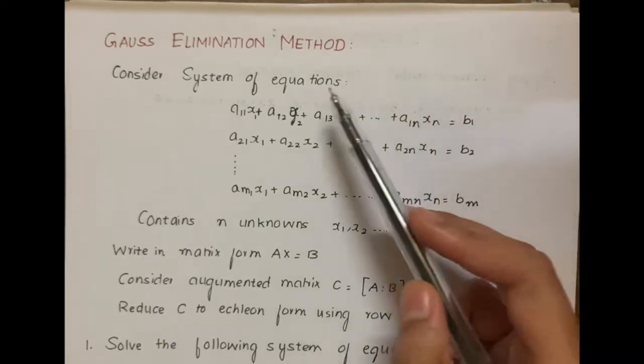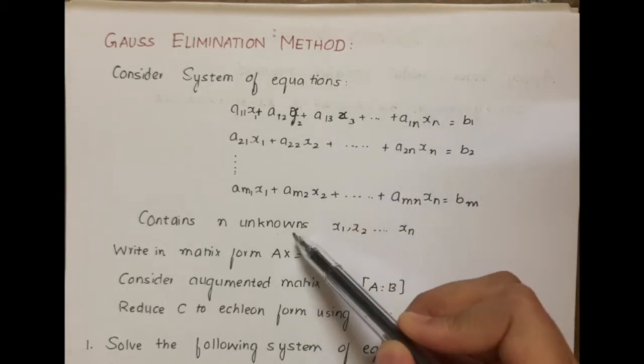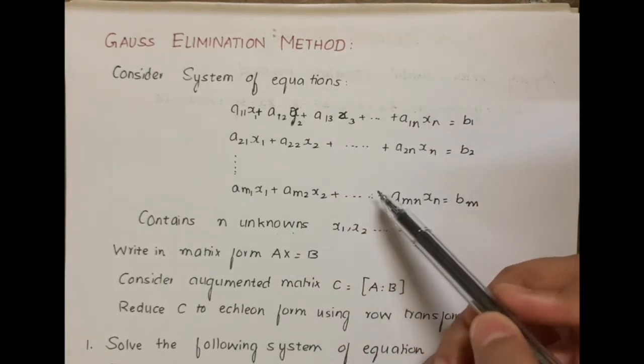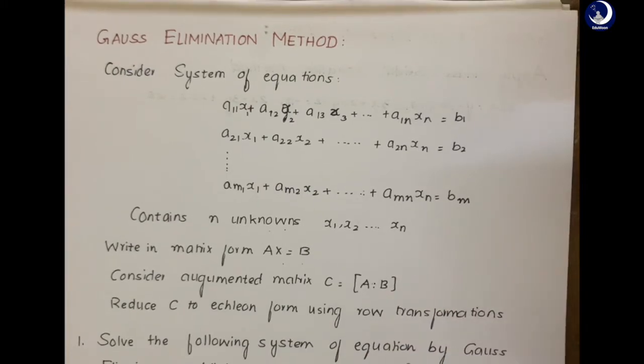Let's look into this. Consider a system of equations which contains n unknowns and m number of equations. We'll be writing it in the matrix form Ax equal to B. Now, let's consider the augmented matrix C equal to [A : B]. We'll be reducing the C matrix into echelon form using some row transformations. Let's look into this example to understand this.